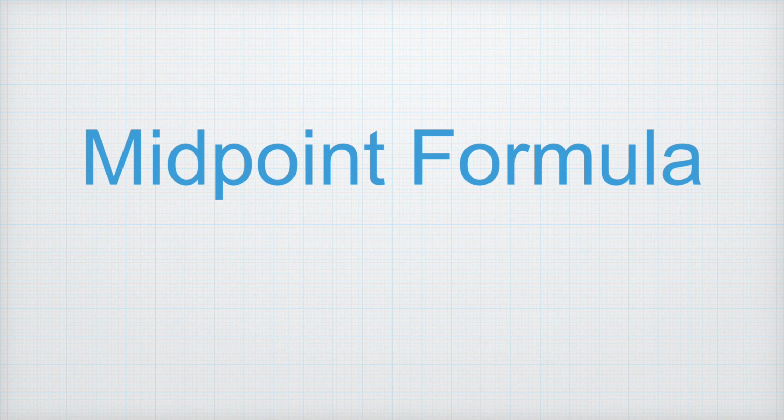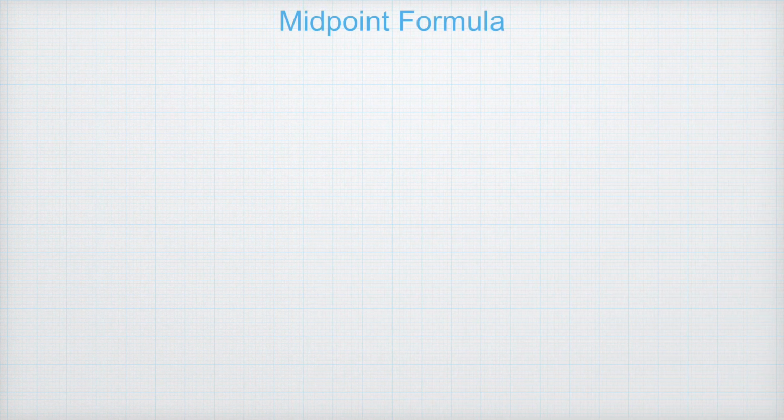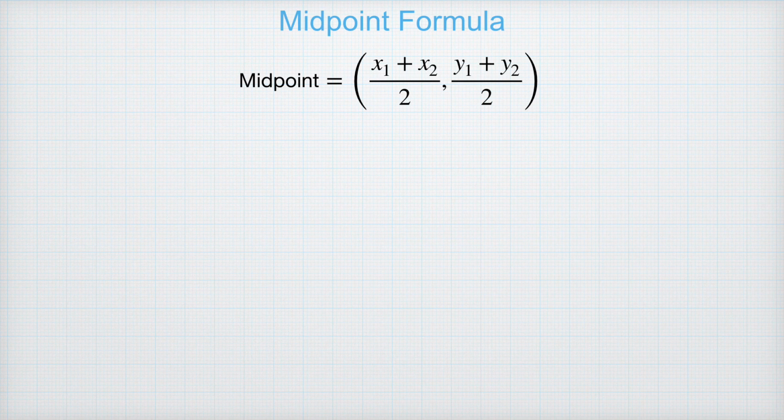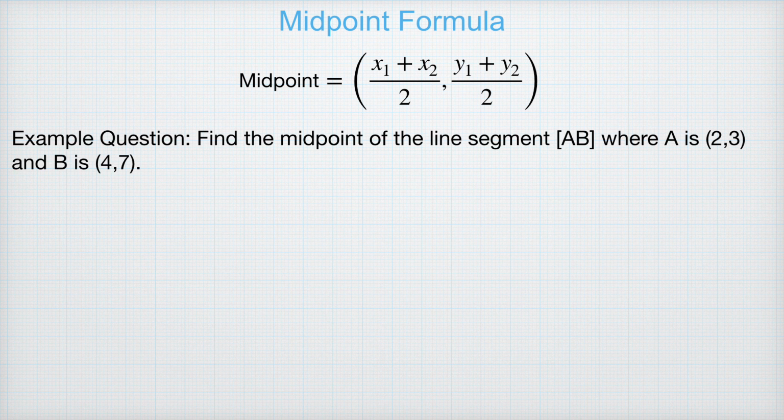We will now look at the midpoint formula. The midpoint formula can be found on page 18 of your formula book. The midpoint of the line segment AB can be found by substituting the coordinates of A and B into the midpoint formula directly. Example question.